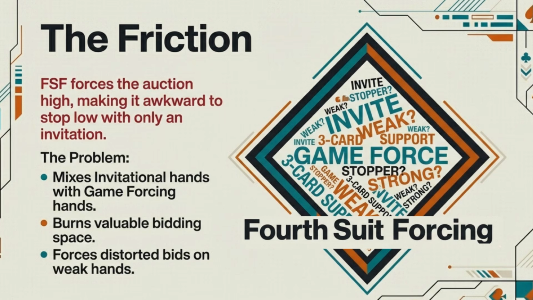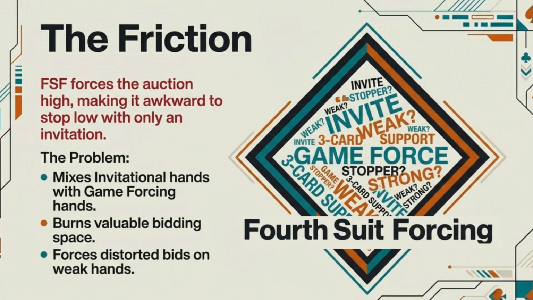But, and this is a big but, this classic tool has a fundamental, kind of hidden flaw that can get you into some really awkward spots. And here it is, the FSF bid is completely overloaded. See, it's used by players who have a pretty good invitational kind of hand, but it's also used by players who have a monster game-forcing hand. Your partner hears the bid, but they have no way of knowing which of those 2 very different hands you're holding. And the result of that confusion is huge.